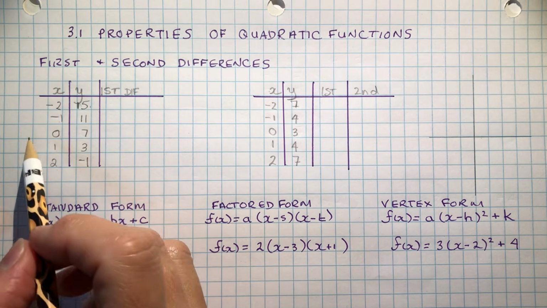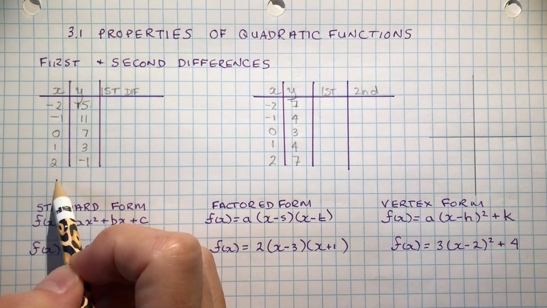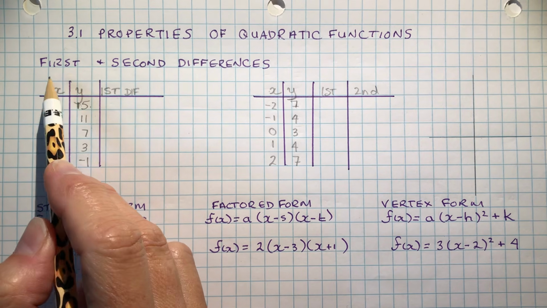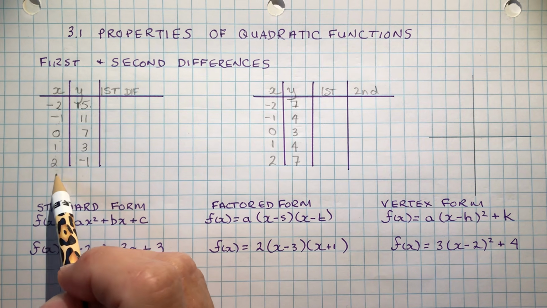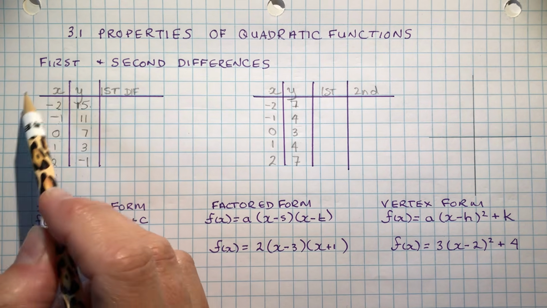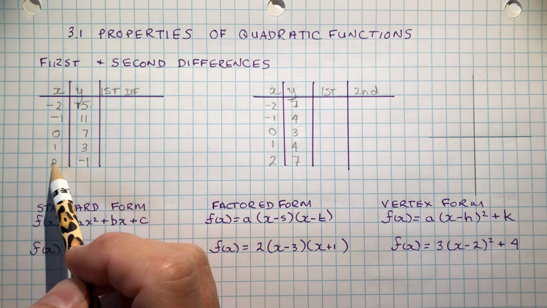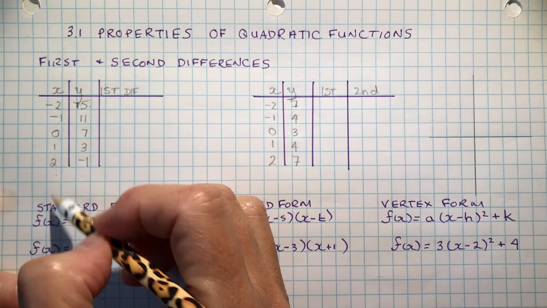So here's an example of some data that you're given. You're given a set of coordinates. And in order for you to do first and second differences, the x-coordinates have to go up by 1. They can't jump. You can only look at ones where they are only 1 apart. So I check and they do go up by 1s.